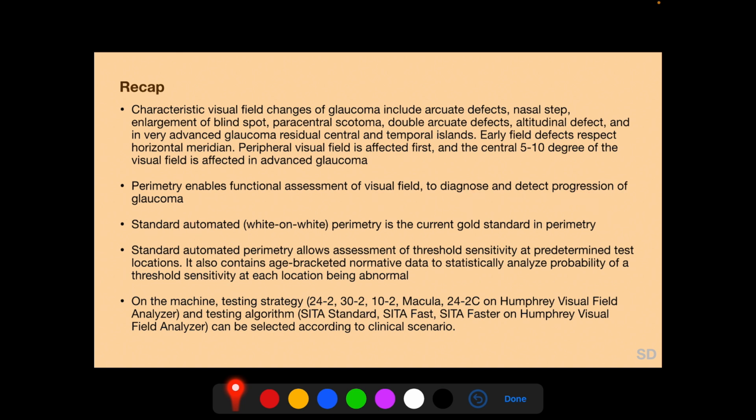Standard automated white-on-white perimetry is the current gold standard in perimetry. Standard automated perimetry allows assessment of threshold sensitivity at predetermined test locations. Standard automated perimeters contain age-bracketed normative data to statistically analyze the probability that threshold sensitivity at each test location is normal or abnormal. On the machine, testing strategy and testing algorithm can be selected according to the clinical scenario.